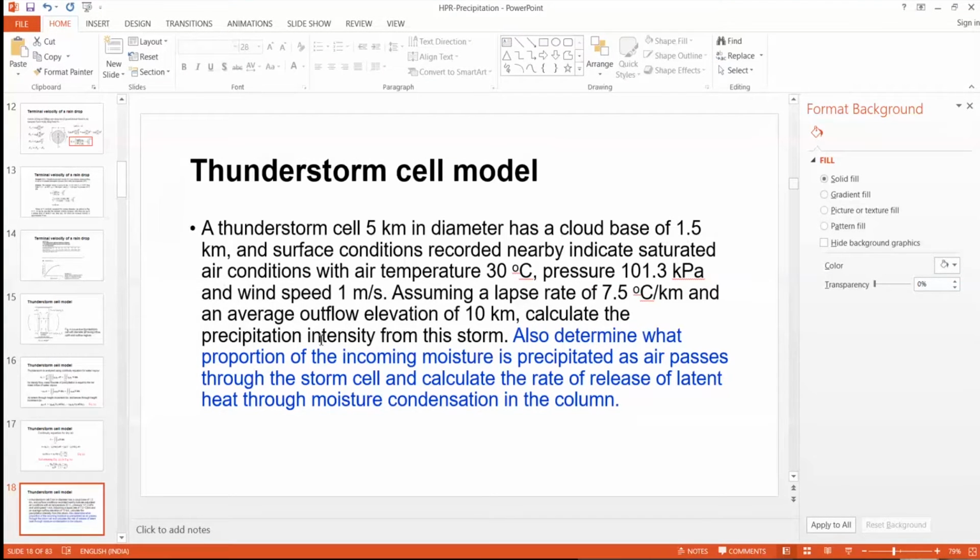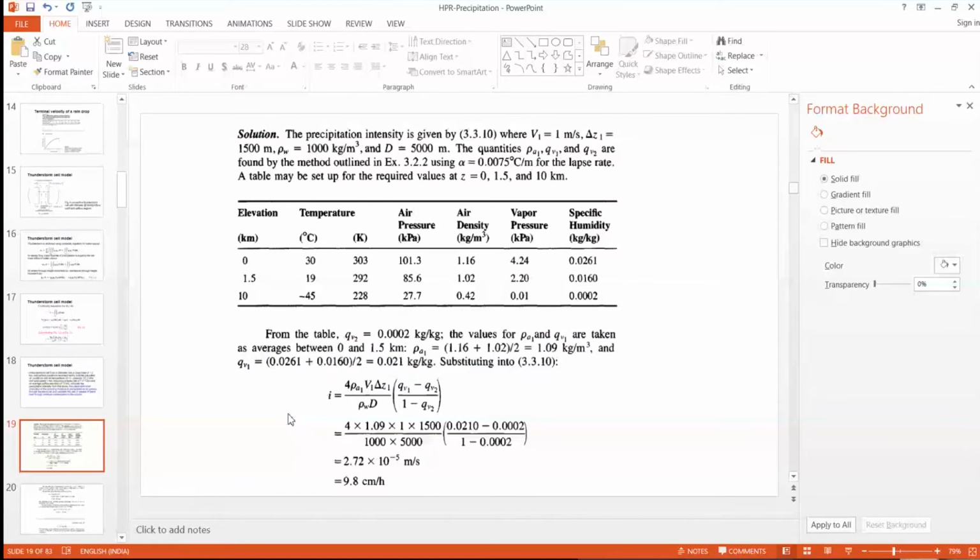So we need to calculate the precipitation intensity from this storm, and we can also calculate what proportion of the incoming moisture is precipitated, and then what is the rate of release of latent heat during this condensation. So wind velocity is given as 1 meter per second. Delta Z1 is given as 1500 meters. Then this is the water density, 1000 kg per meter cube. Then the diameter of the cell is given as 5000 meters.